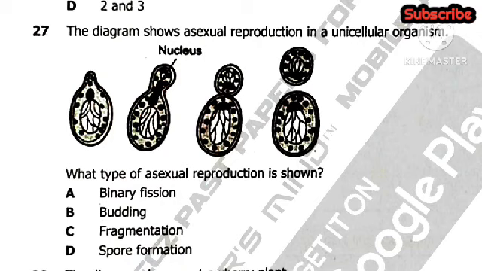Number 27. The diagram shows asexual reproduction in a unicellular organism. A unicellular organism is an organism which is made up of one cell. For example, amoeba.